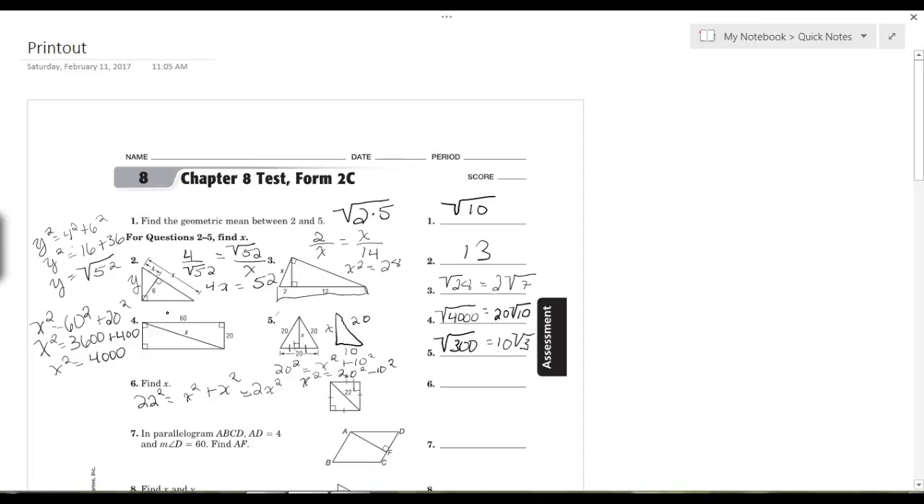So let me find my magic pen. So 484 equals 2x squared. I divide both sides by 2. And I get x squared equals 242. So x is going to equal the square root of 242.